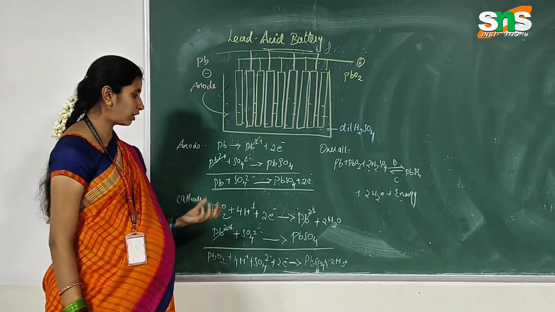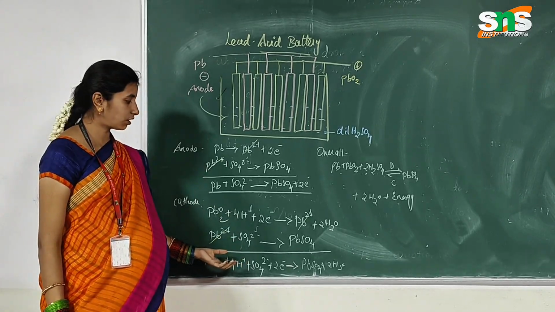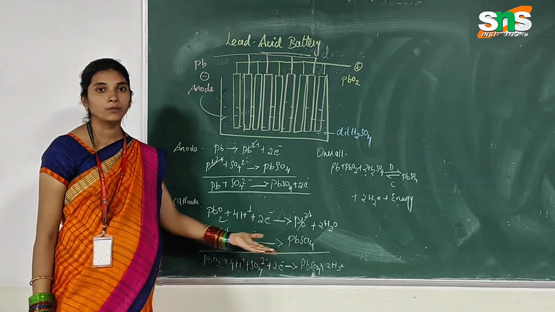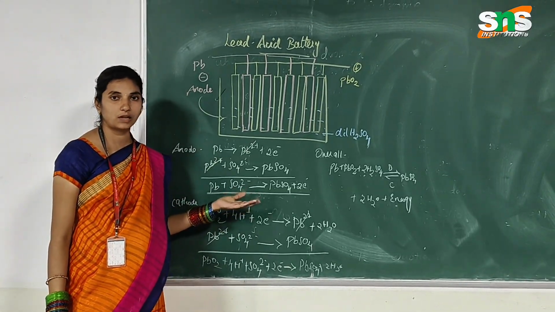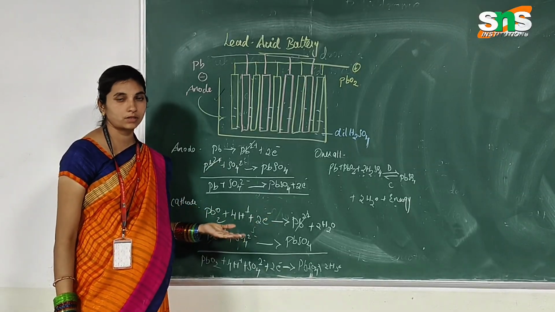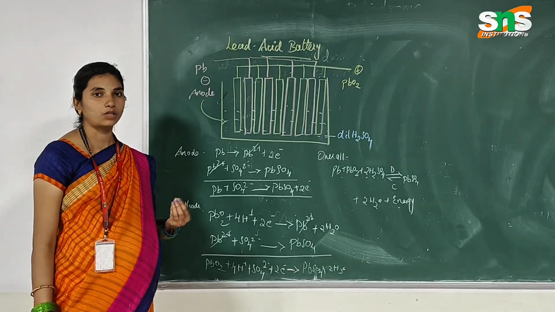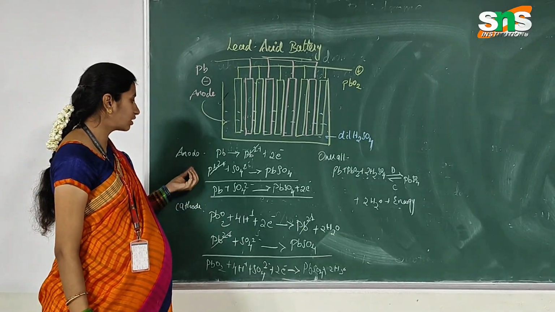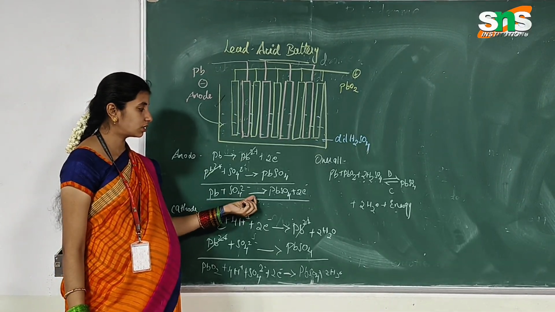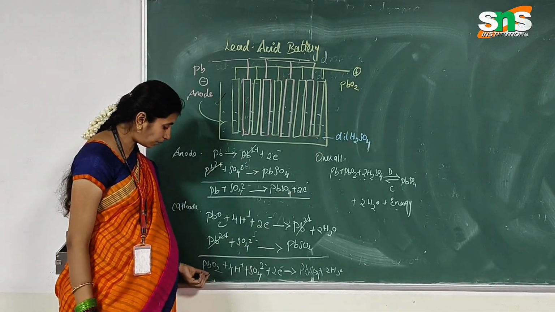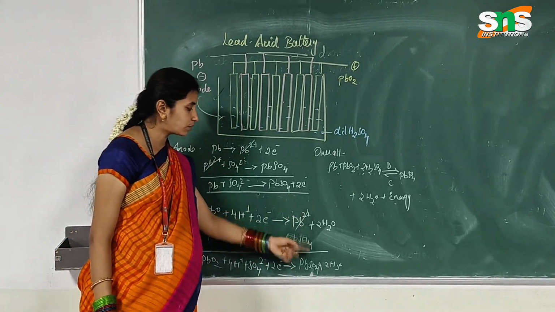By using these lead oxide plates we get lead plus lead sulfate, which reacts with the formation of lead sulfate and water. With the anode reaction we get Pb plus SO4 2- forming PbSO4 with the release of free electrons. With the overall reaction, we have to find out how the voltage is produced in this battery using the anode and cathode reactions. So Pb plus SO4 2- gives PbSO4 plus 2e-, and PbO2 plus 4H+ plus SO4 2- gives PbSO4 plus 2H2O.